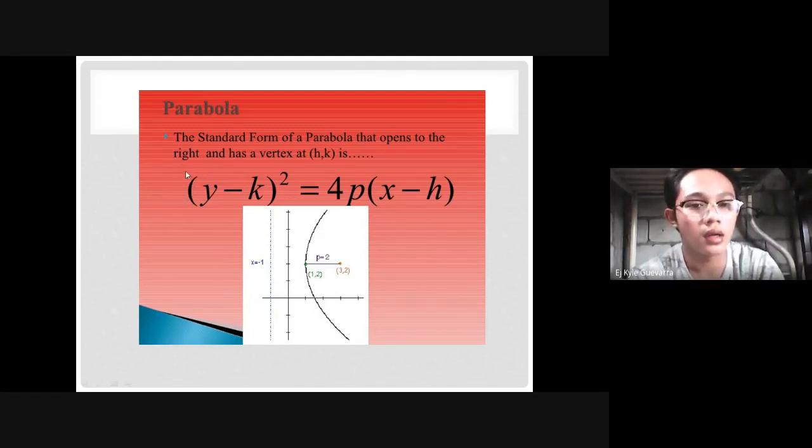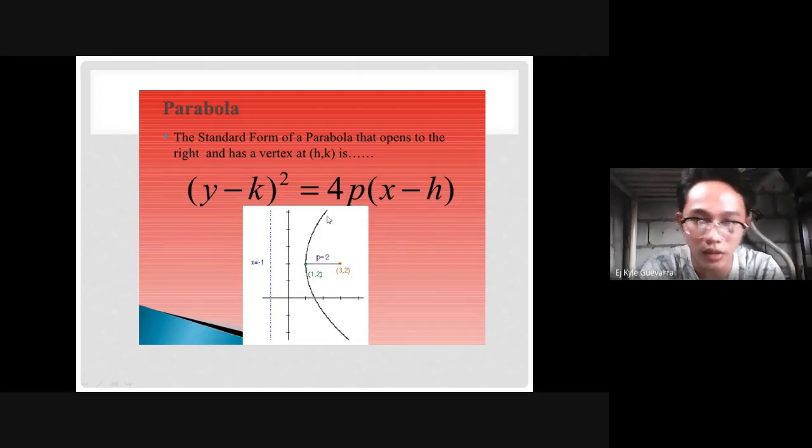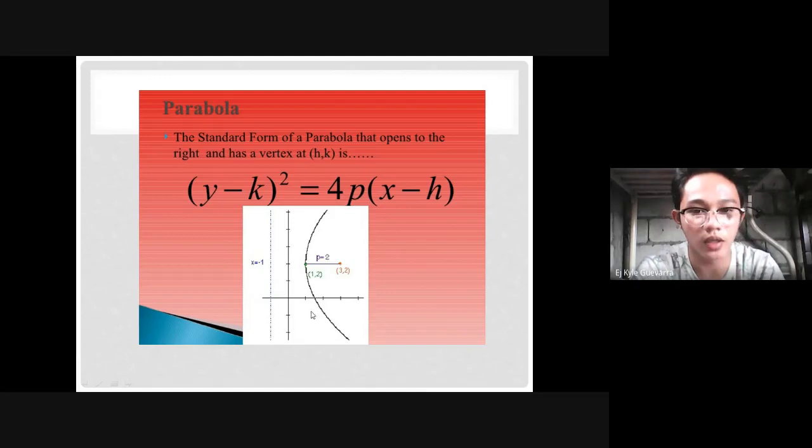The quantity of y minus k squared is equal to 4p multiplied to x minus h. So meron pa rin tayong 4p dyan. So ganito ang itsura ng graph niya. So, na-notice nyo, hindi na siya dito sa origin kasi any points na siya sa Cartesian plane. Isa yan sa mga example.